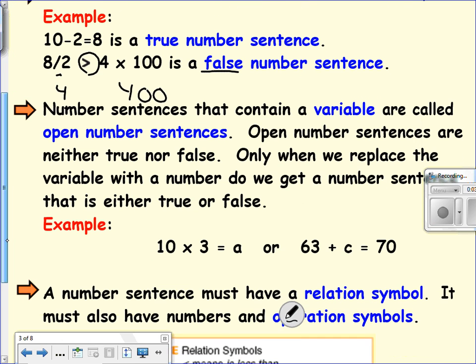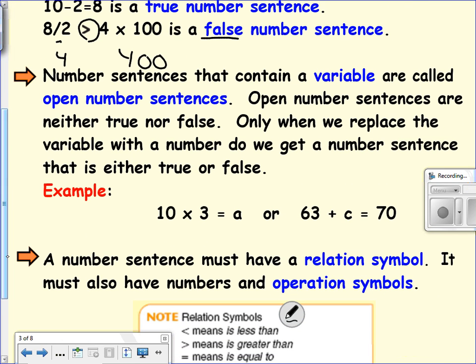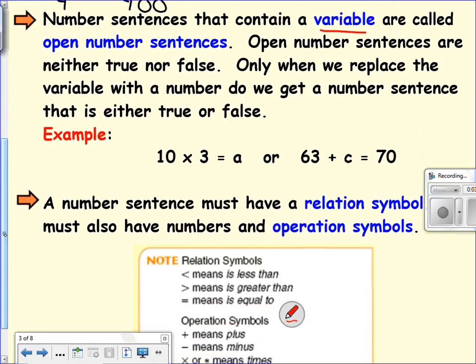Let's keep on moving here. Number sentences that contain a variable are called open number sentences. When they use this word variable, don't get confused, okay? Variable is pretty easy. Variable just means we're going to be putting a letter in there. Open sentences are neither true nor false. Only when we replace a variable with a number do we get a number sentence that is either true or false. This is what they mean by that.